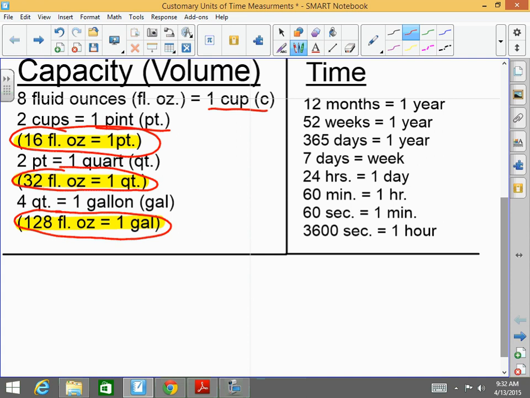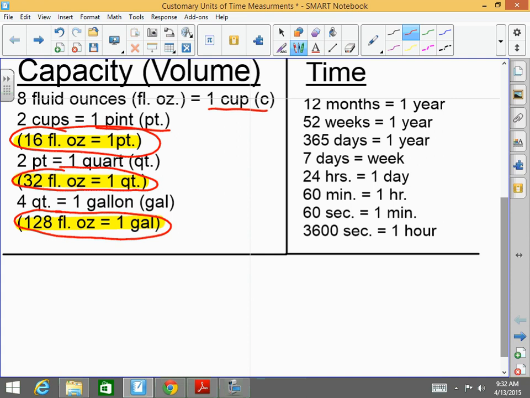So 12 months equals 1 year. There are 52 weeks in 1 year as well. 365 days equals 1 year. 7 days equals 1 week. 24 hours equals 1 day. 60 minutes equals 1 hour. 60 seconds equals 1 minute. And 3,600 seconds equals 1 hour.